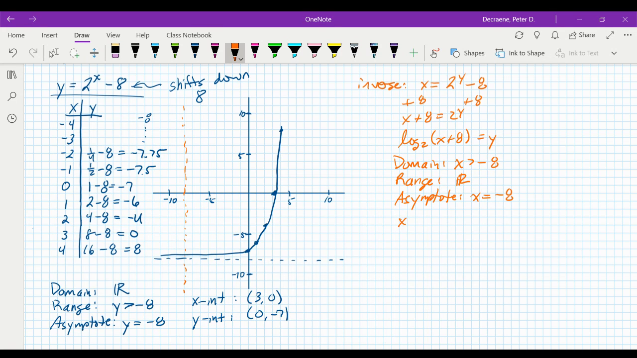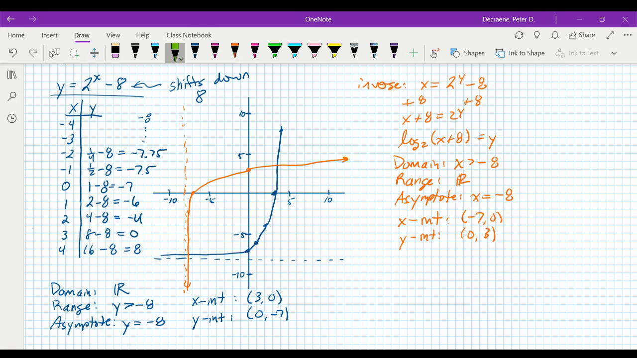The x-intercept, if I switch these around, that becomes 0, 3, which is a y-intercept, and this becomes negative 7, 0, which is an x-intercept, so it's negative 7, 0, and the y-intercept is going to be 0, 3. So negative 7, 0 is there, and 0, 3 is up there. And so you can kind of see which way this graph is going once we've got the two intercepts and the asymptote. And the graph is going to look something like this.